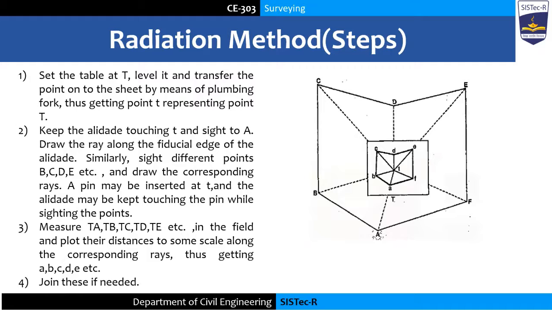So the first method of plane table surveying is the radiation method. What I am going to do in this method: first, I will select a point, capital T, where I will set the table. So the first step is to set the table at T, level it and transfer the point onto the sheet by means of plumbing fork, thus getting point small t representing point capital T.